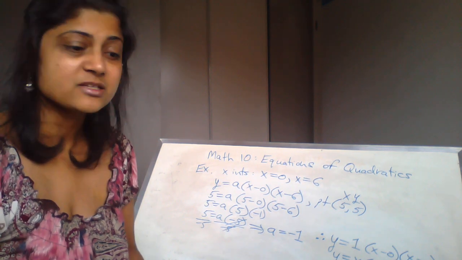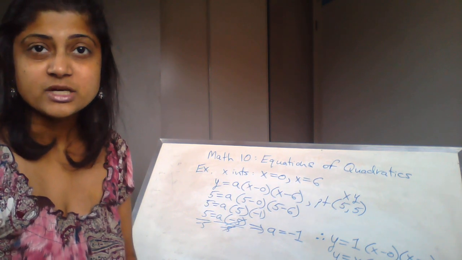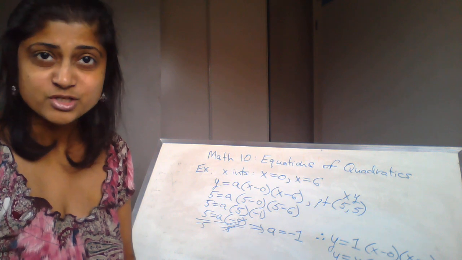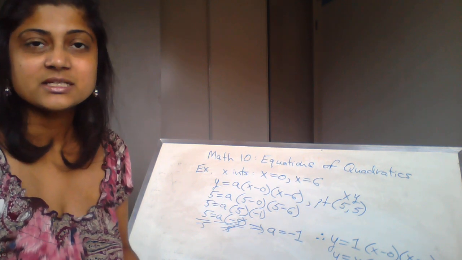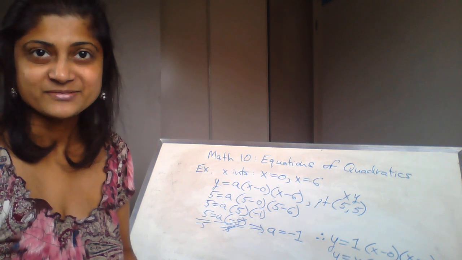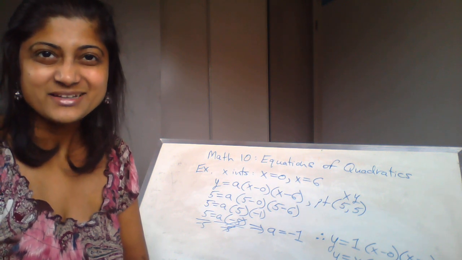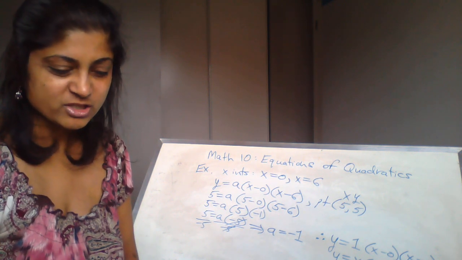Even if the value of a is 1, there is neither a vertical stretch nor a vertical compression. Okay, and the parabola basically is the same size as the parent function. Okay, does everyone see how to do that? Good. Let's try one more question here.